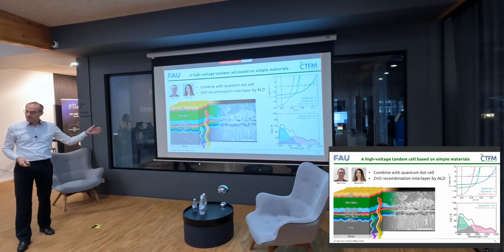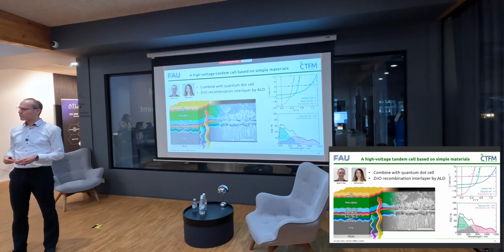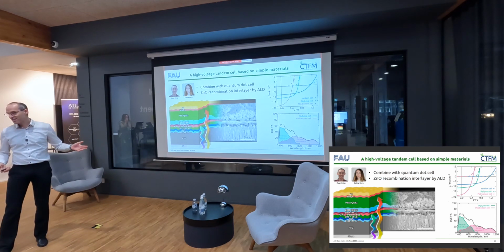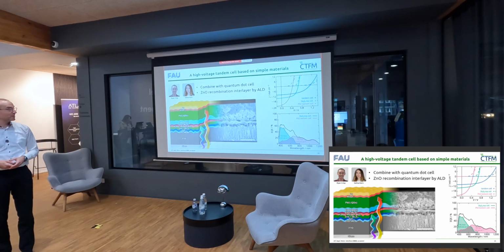Antimony sulfide has this problem that it generates quite low voltage cells. Of course, this is not fixing it, but you can sort of circumvent that issue by making tandem cells. And we've made tandem cells here with solution processed antimony lead sulfide quantum dots, getting to beyond 1.1 volt, which is already not too bad.